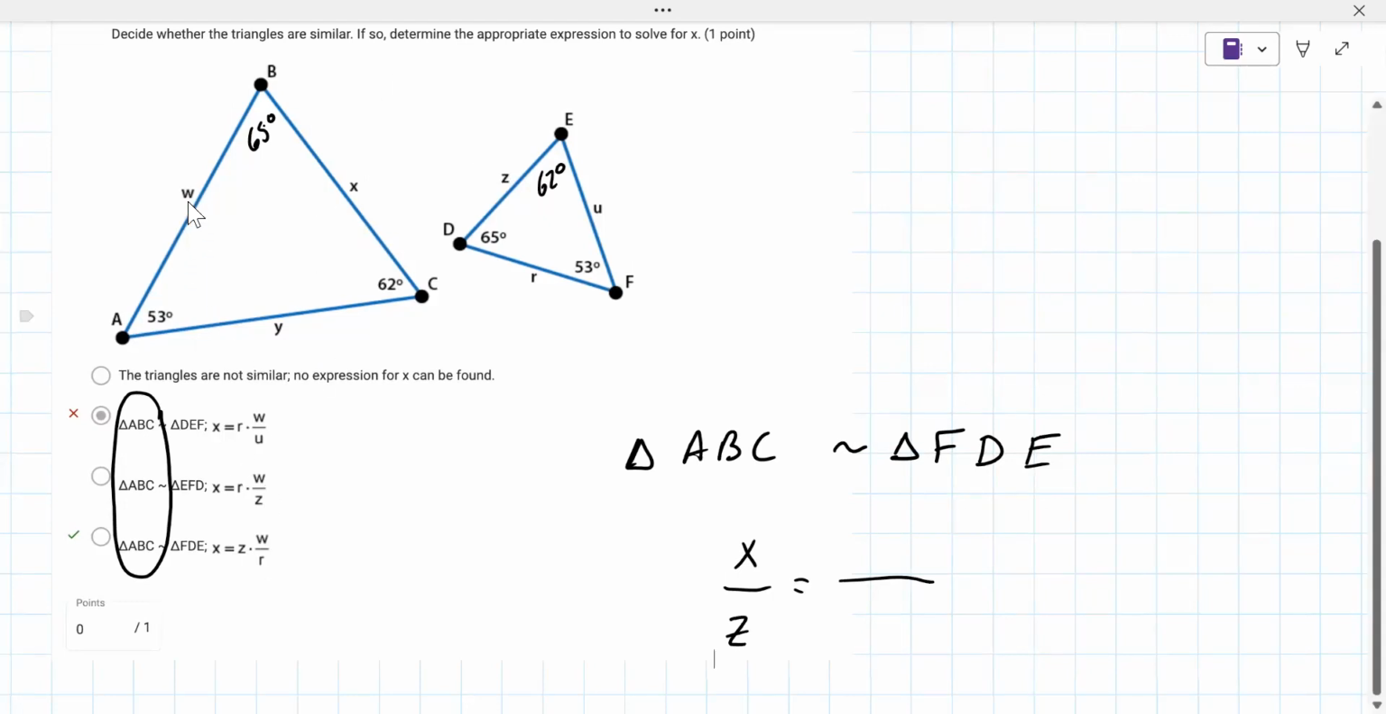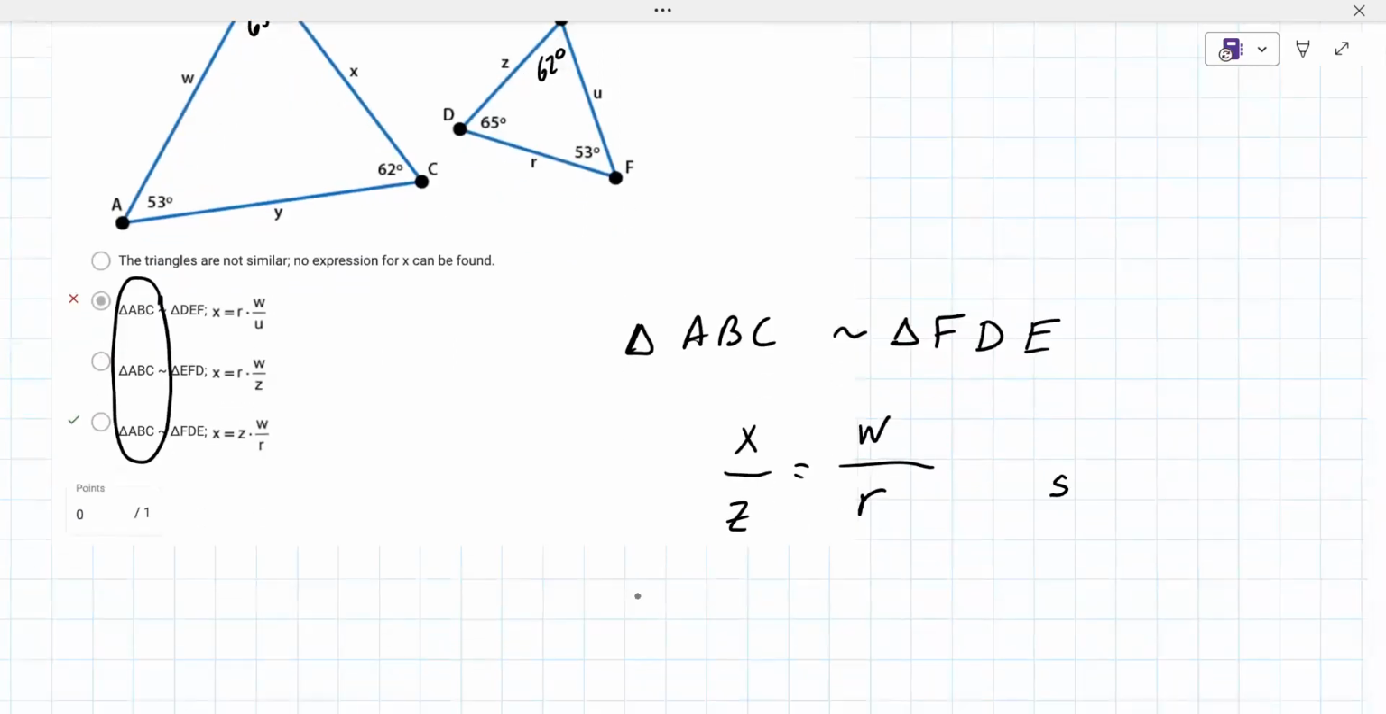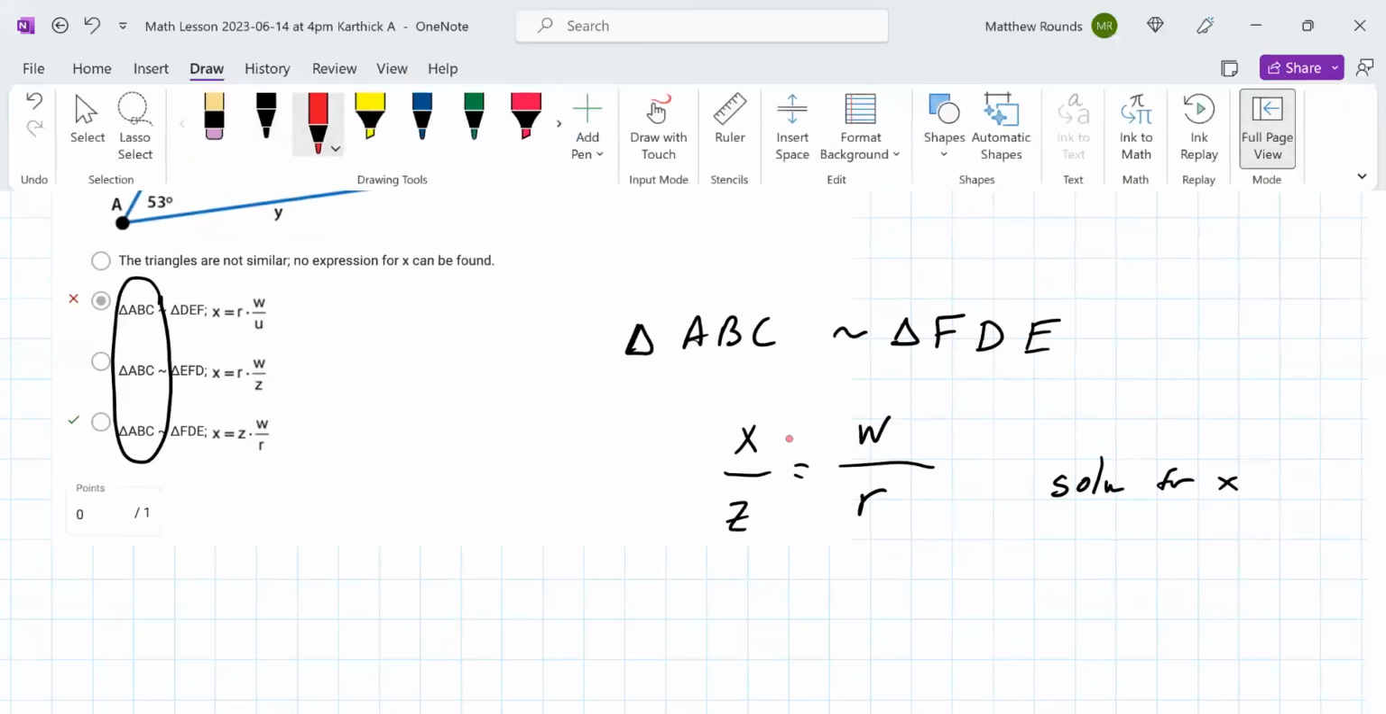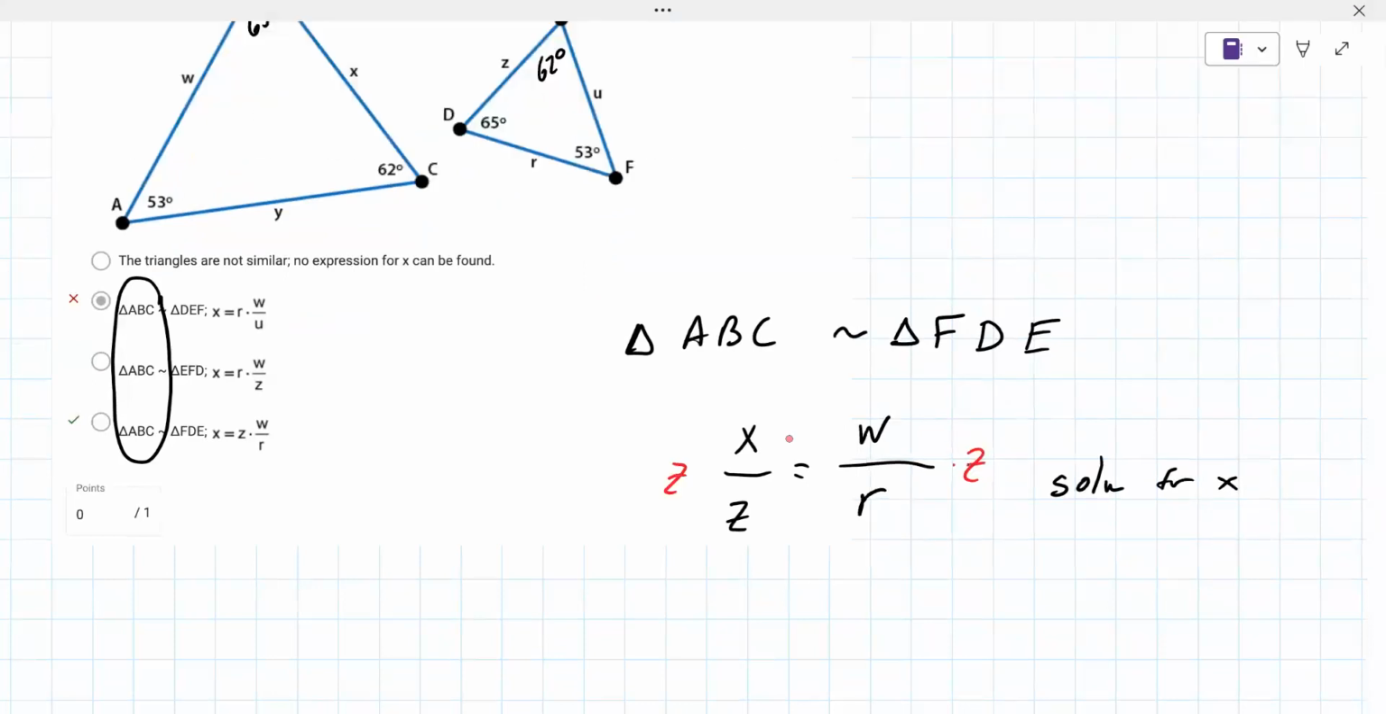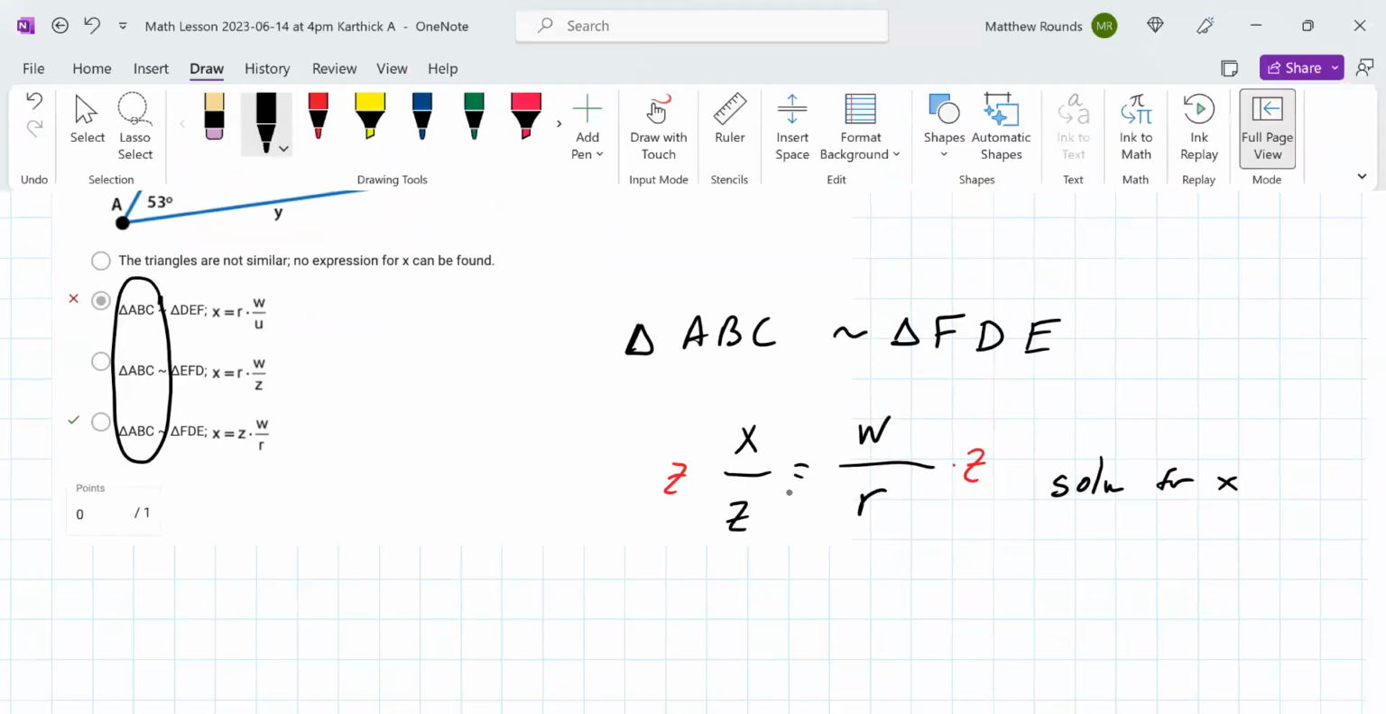The thing is you don't really know which one to go next to. A lot of them have W. So what is W? Well, W is going from A to B. That's where the letters come in handy. You want the letter going from F to D, which is R. And then if you needed to, you could solve for X by multiplying both sides by Z. And then you get that ZX equals Z times W over R.